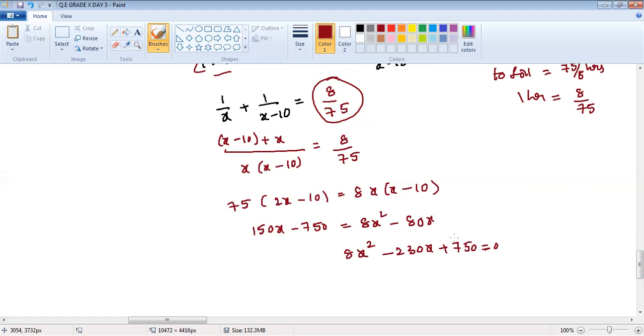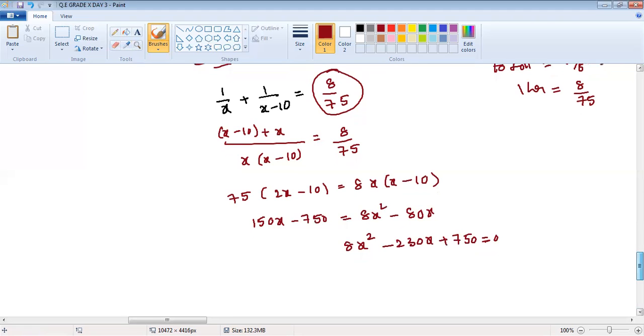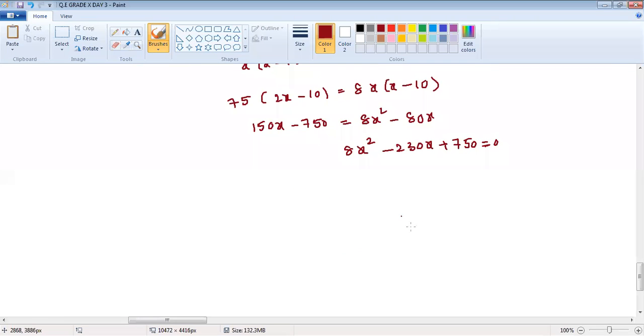We carry that total. Right. Can you tell me the roots? What is possible using the quadratic formula, or as you wish? Sir, A is equal to 8, B is equal to minus 230, and C is equal to 750. Okay, do it that way, otherwise you can do the splitting of the middle term.